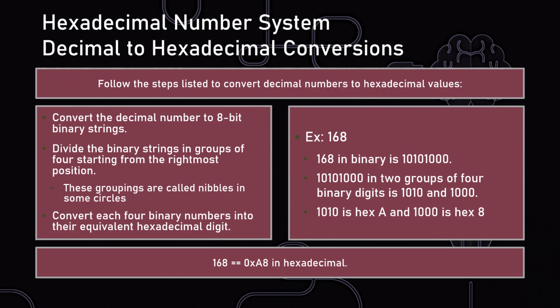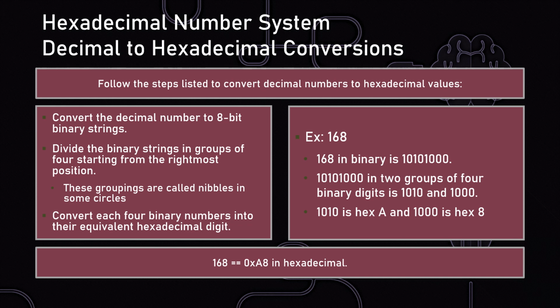So let's go ahead and take a look at how to convert a decimal number into hexadecimal. We have to have an intermediary, and that intermediary, of course, is binary, which is why we did it first. So let's convert the decimal number into an 8-bit binary string. 168 we've seen before, and that's 128 plus 32 plus 8. So that gives us 10101000, in 2 groups of 4 sequentially becomes 1010 and 1000.